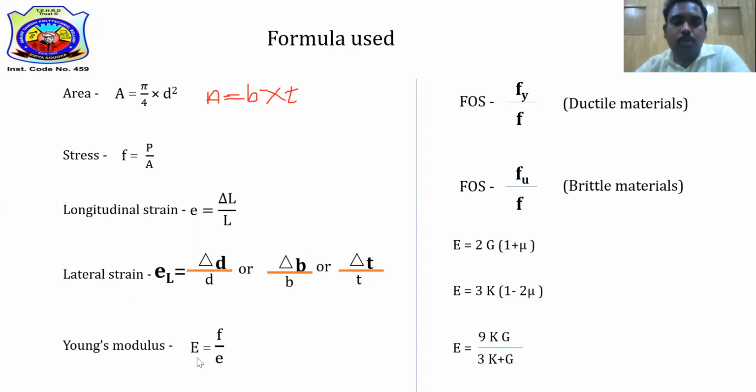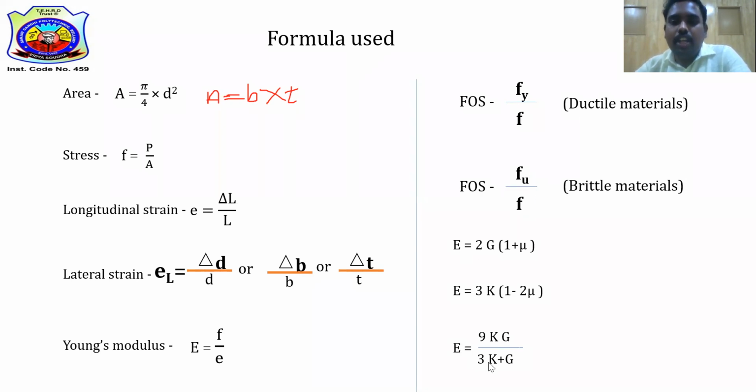And Young's modulus E equals F by e. And this is the factor of safety for ductile materials: Fy by safe stress. F is stress, y is yield, so Fy is yield stress, and this is the safe stress. Factor of safety for brittle materials is ultimate stress divided by safe stress.